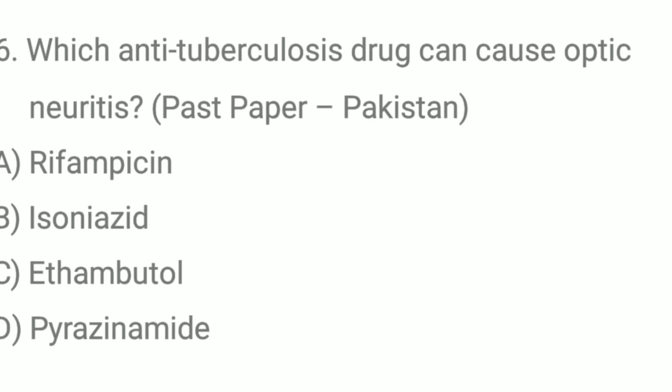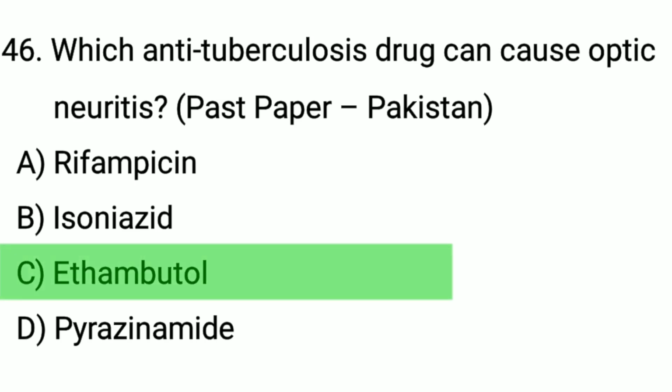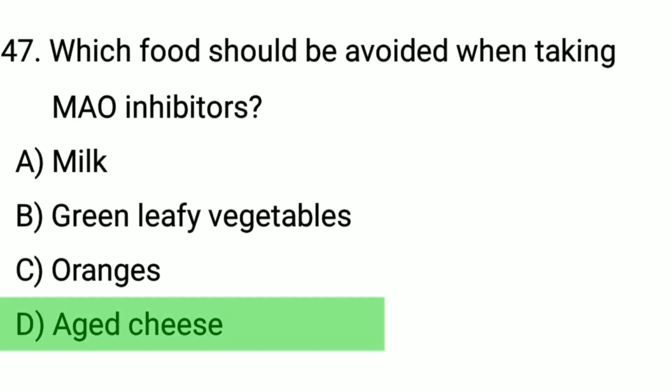Question number 46. Which anti-tuberculosis drug can cause optic neuritis? The right option is option C, ethambutol. Question number 47. Which food should be avoided when taking MAO inhibitors? The right option is option D, aged cheese.